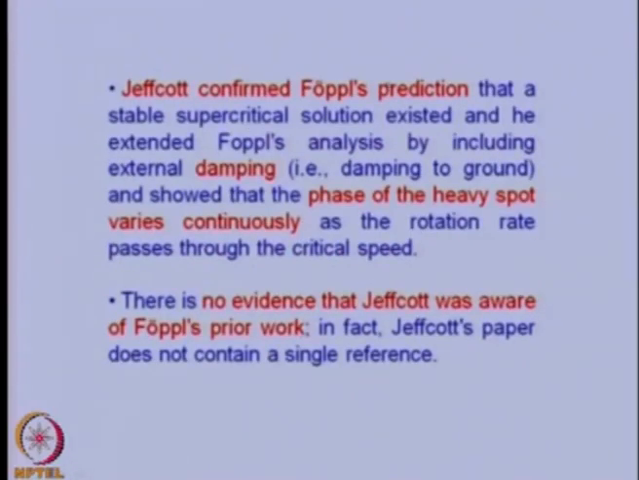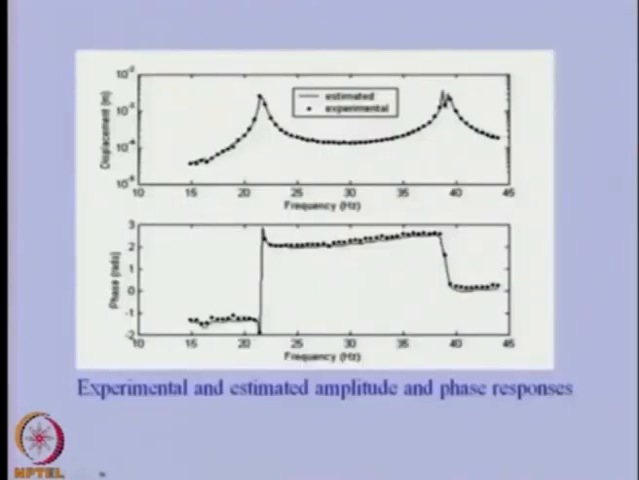Jeffcott confirmed Foppel's prediction that a stable supercritical solution existed, and he extended Foppel's analysis by including external damping to the ground, and showed that the phase of the heavy spot varies continuously as the rotation rate passes through the critical speed. There is no evidence that Jeffcott was aware of Foppel's prior work. In fact, the Jeffcott paper does not contain a single reference. So, there is no way we can be sure whether Jeffcott knew of Foppel's similar work.